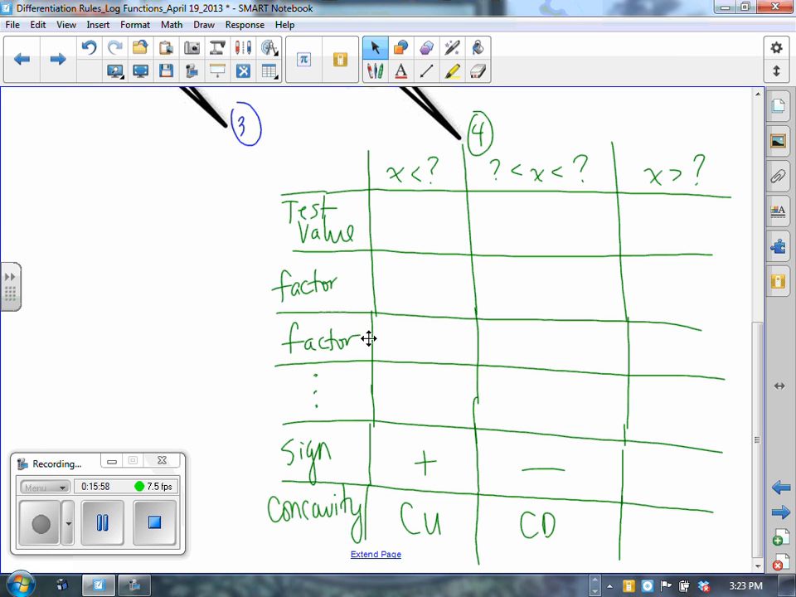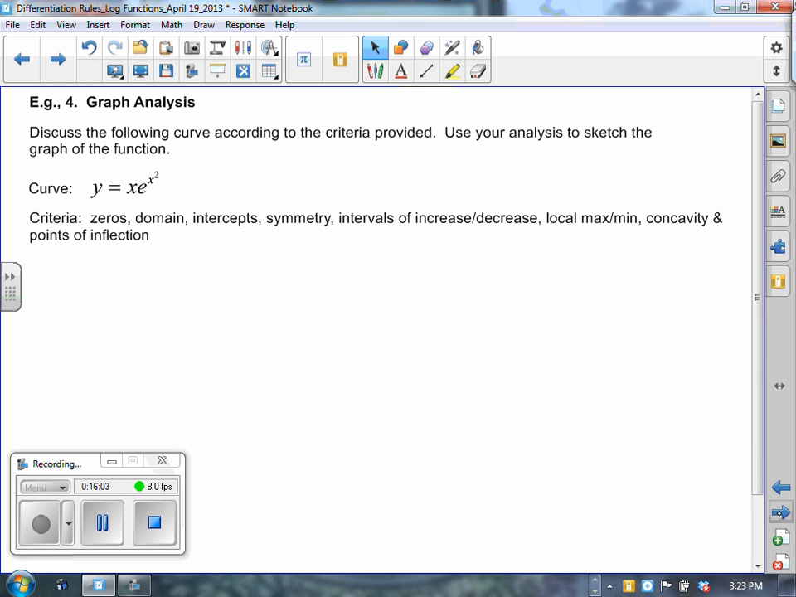So I'm going to have you put all of these skills together. So it is in review, but it is also being applied to a different set of functions. And your work tomorrow will culminate with some graph analysis. So I'm going to have you analyze the curve y equals x multiplied by e to the x squared under these particular areas. So each of these criteria I'll have you address in order to produce a sketch.